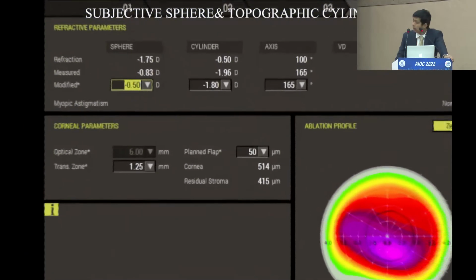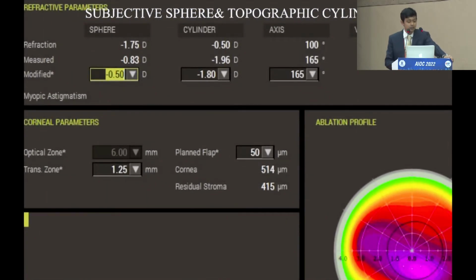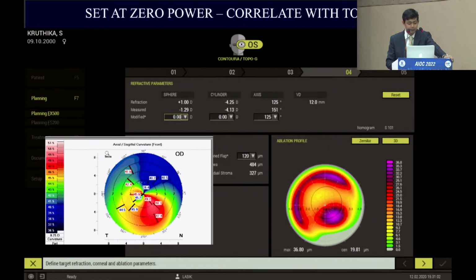Of course, you can't really look at the sphere from the topolizer. You take it from your subjective refraction, but it's mostly the cylinder that we are interested in, and that we usually go by the topography, less so from the subjective.